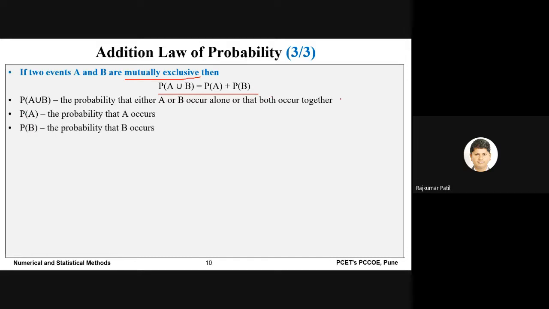And this is the way we call the events. A union B means the probability that either A or B occurs alone, or that both occur together. P(A) means the probability that event A occurs, and P(B) means the probability that B occurs. So these are the notations we use.